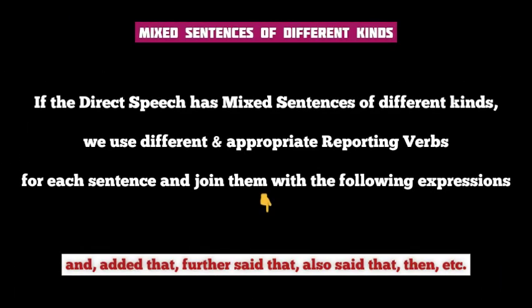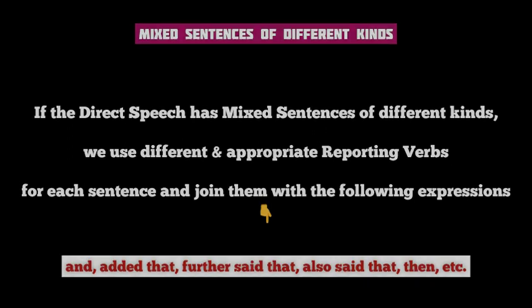But the direct speech may also have mixed sentences of different kinds. If there are multiple sentences of different kinds in the direct speech, we use different and appropriate reporting verbs for each of them in the indirect narration, and join the sentences with certain expressions such as "and," "added that," "further said that," "also said that," "then," etc.